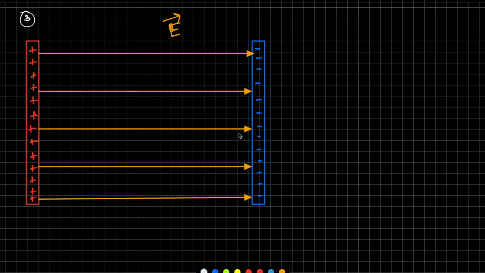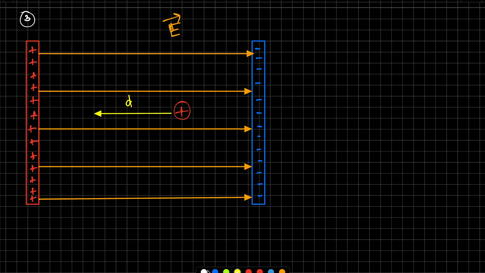In case 3, again we have a positive test charge in the electric field, and this time I'm doing some work and I'm trying to move it towards this positively charged plate. So this is the initial position. I'm moving it towards the positively charged plate. So this is the direction of displacement of this positive charge. That's D, the direction of displacement.